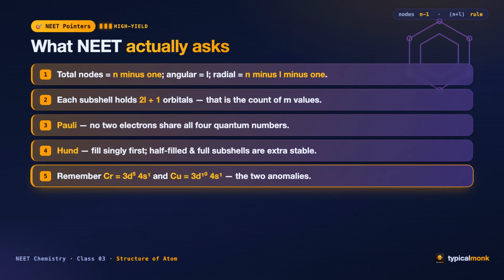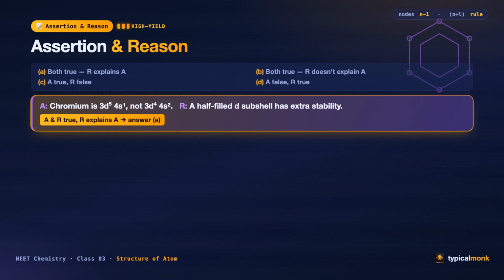5. Remember the 2 anomalies. Chromium is 3d5, 4s1, and copper is 3d10, 4s1. These 2 are asked almost every year. Let us drill the NEET way.